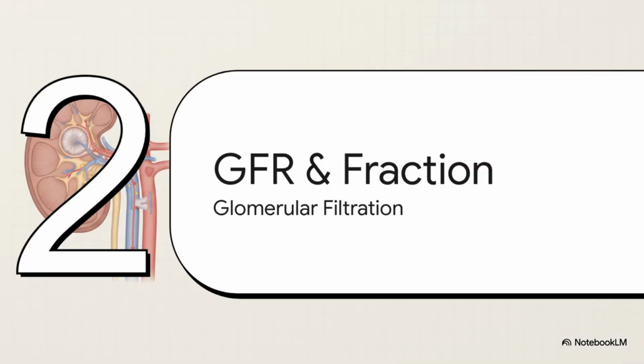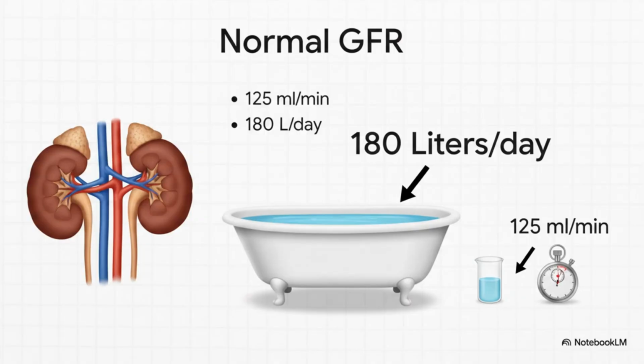All right, Section 4, GFR and filtration fraction. Let's look at the numbers. You've probably heard of the glomerular filtration rate, or GFR. It is simply the total volume of fluid filtered through the glomerulus into Bowman's capsule every single minute across all nephrons in both of your kidneys. In a healthy adult, that engine is generating a massive 125 milliliters per minute. If you scale that up, that is roughly 180 liters per day. I mean, just think about that for a second. Your kidneys are filtering the volume of a large bathtub every single day. Crazy, right?